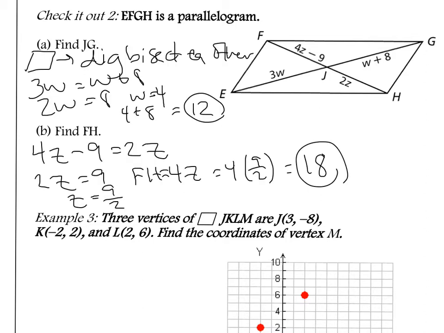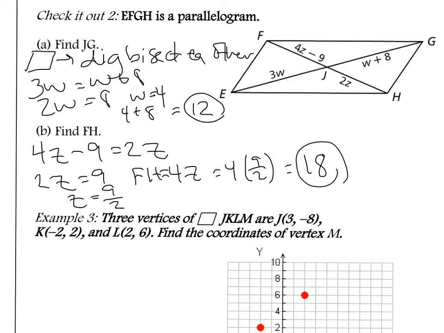Okay, so this is a parallelogram, therefore the diagonals bisect each other. So for both of these, I'm just going to set each half of the diagonal equal to its other half. So 3w equals w plus 8, therefore w equals 4. It asked me to find JG, so when I plug that back in, I get 12.